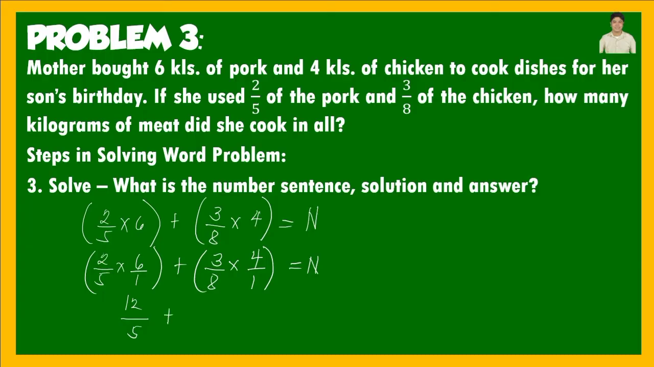Next. Dito naman sa kabila, 3/8 times 4. So yung 4 tsaka 8, pwede po yung i-cancel. The GCF is 4. So 4 divided by 4, this will become 1. And then, 8 will become 2. So 3 times 1, that is 3. Multiplying the remaining factors. So 2 times 1, 2 is equal to n.